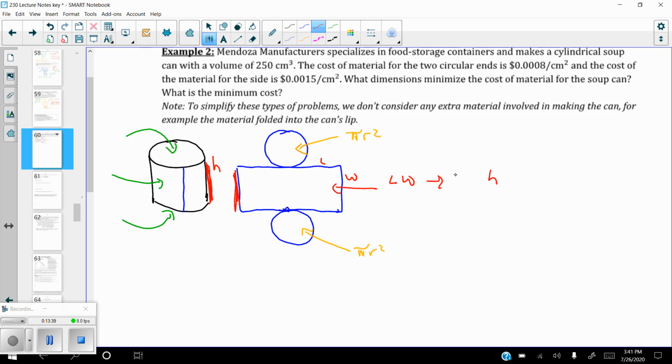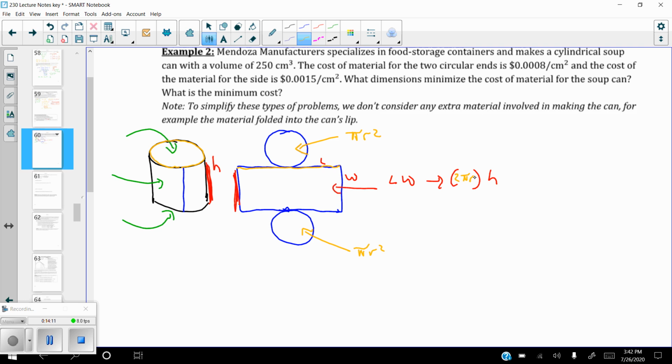And then we've got to come up with something for the length. Well, the length is really this piece of the can. If we start here and go all the way around and open it up, that's really the top. That's this piece right here. If you go all the way around the outside of a circle, that's the circumference of a circle, which is 2 pi r. So I know this piece is going to be 2 pi r.